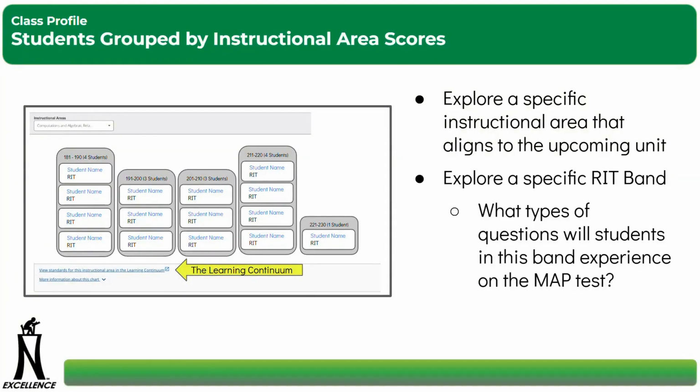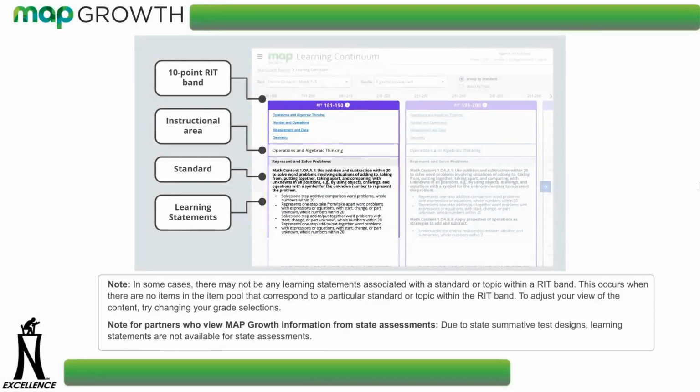Now again, when you click on this, you're going to explore a specific instructional area that aligns to whatever upcoming unit. And when you explore a specific RIT band, it's going to tell you what types of questions students in this band will experience on the MAP test. So again, when you go into the learning continuum, you have your 10-point RIT band by instructional area. It'll also include a standard and learning statements that go along with that standard.